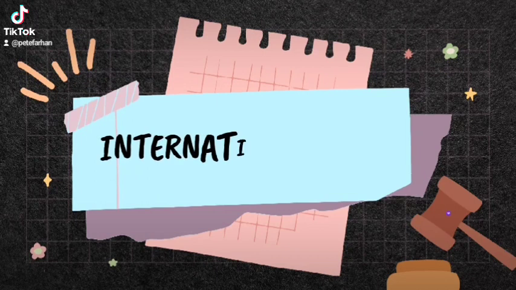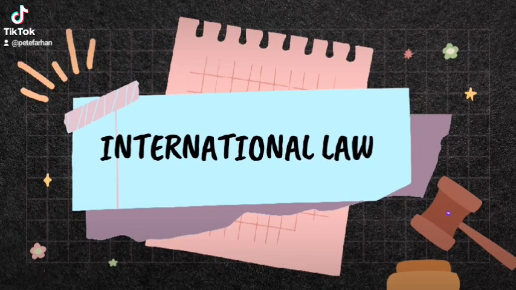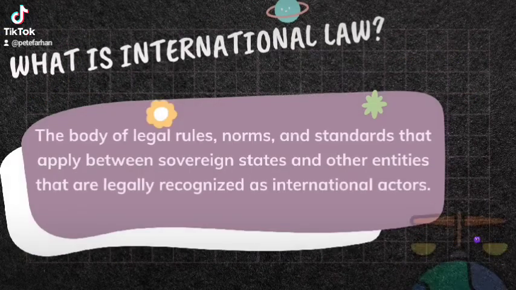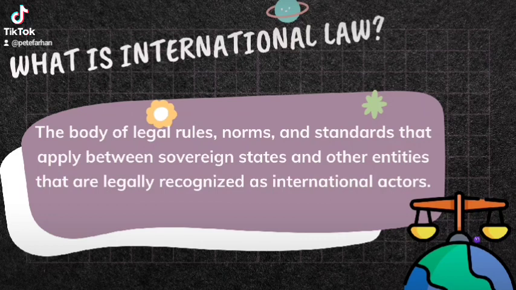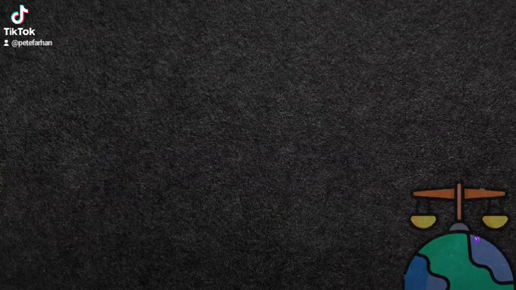There are several terms used for this international law, namely the law of nations, interstate law, public international law, and common law of mankind. Basically, international law can be defined as the body of legal rules, norms, and standards that apply between sovereign states and other entities that are legally recognized as international actors.